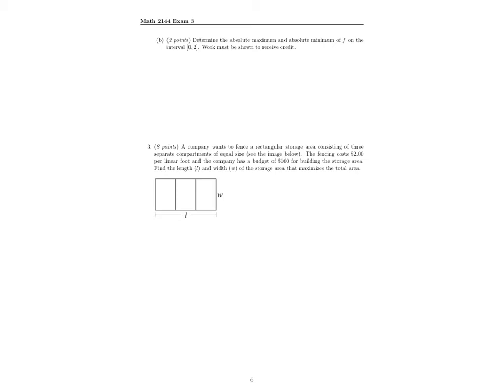On the previous page, we had determined that, so let's see, what was the function? The function was f of x equals 2x cubed plus 3x squared minus 12x plus 4. And before we had determined that the critical points are x equal -2 and x equal +1.